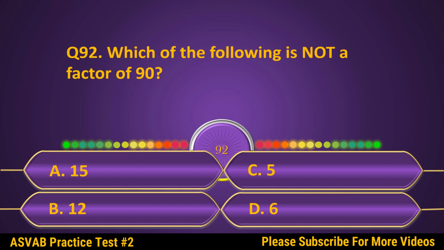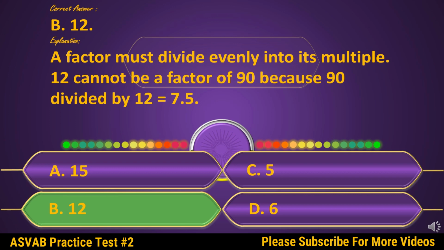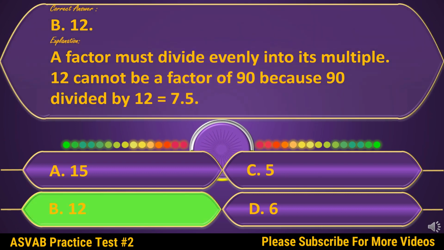Question number 92. Which of the following is not a factor of 90? And the options are A. 15, B. 12, C. 5, or the option D. 6. And the correct answer is option B. 12. A factor must divide evenly into its multiple. 12 cannot be a factor of 90 because 90 divided by 12 is equal to 7.5.